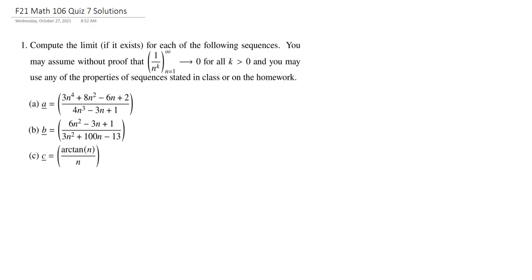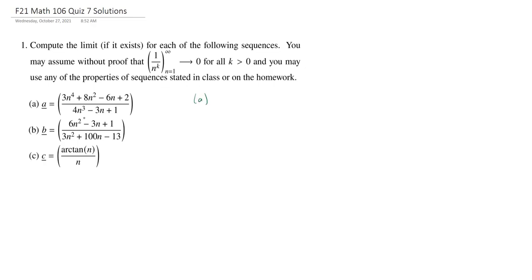The first one is actually split up into three problems where we're given three different sequences and we want to use the properties of sequences, and namely sequence convergence, to determine whether or not these sequences converge, and if they do, what their limit is, right? So let's start with, well, how about A?